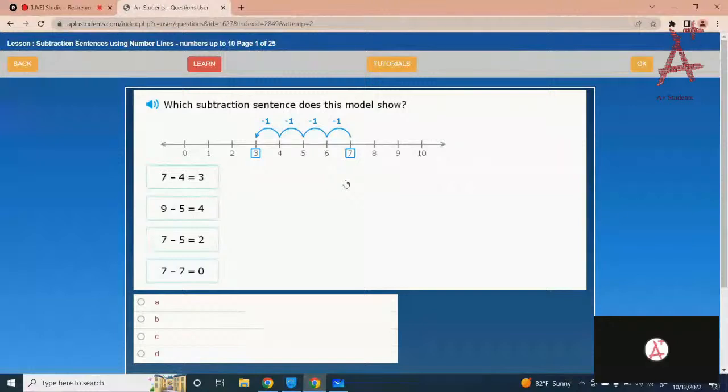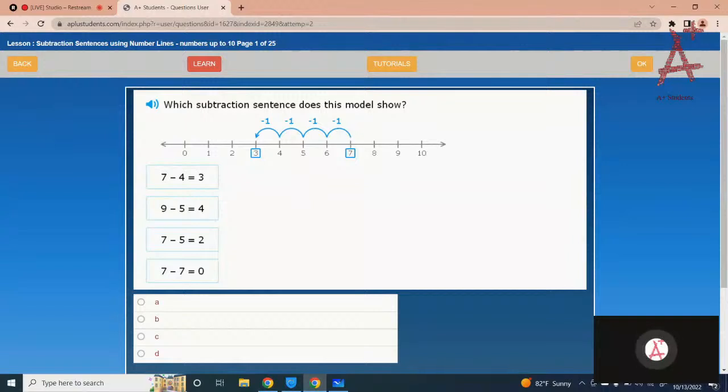Okay, which subtraction sentence does this model show? You need to see which model the one shown in the question represents. Got it? First, you have to look at the numbers that are written in the blue square. What are the numbers that are written in the blue square? One of them is 7 and one of them is 3. Here you have 7 and here you have 3. Now you need to count the number of times you move back. Got it? So let's start counting.